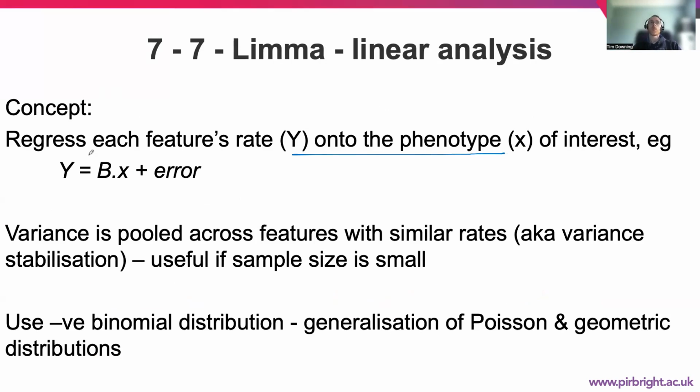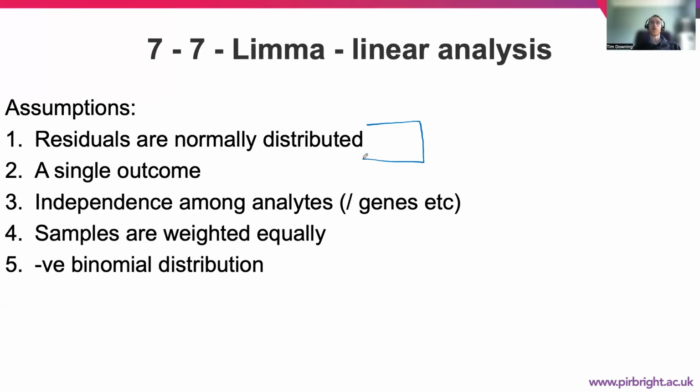So in notation, we have some sort of y is equal to beta times x plus some sort of error. Notably here, we're pooling the variance across different features with similar rates to account for the fact that the sample size for a particular peptide of interest may be small, and that we're also using a negative binomial distribution, which is a generalization of Poisson and geometric distributions. So we're assuming here that our residuals are normally distributed, that we have a single outcome, that the analytes are independent here.